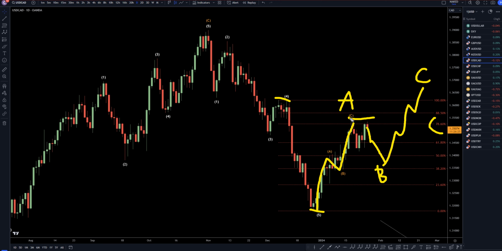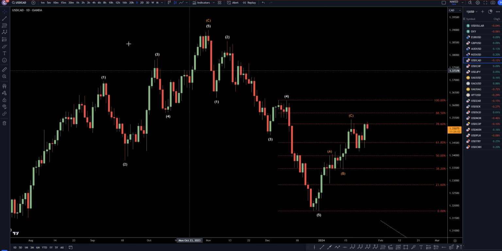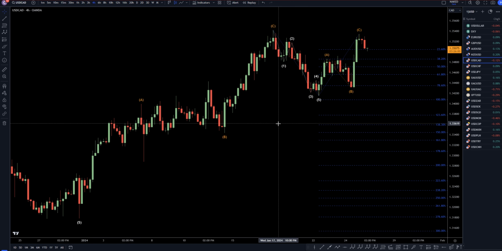Does make you think it's going to turn into a WXY or maybe a running flat or an expanding flat or something like that. But I do think that we are going to go down, probably to finish off a wave B, and then go up and make a wave C. And then that's going to be the continuation of the downtrend, probably the end of a wave two and the beginning of a wave three. And then we'd have a 1, 2, 3, 4, 5 of one, ABC of two, and back down again for a three. So taking it down to the 4 hour time frame.